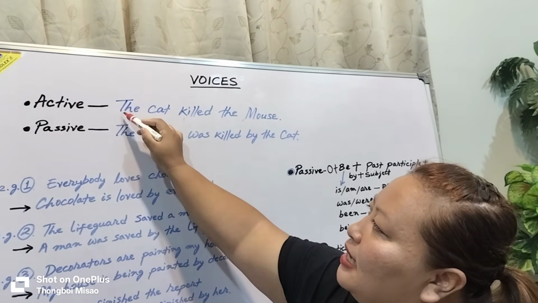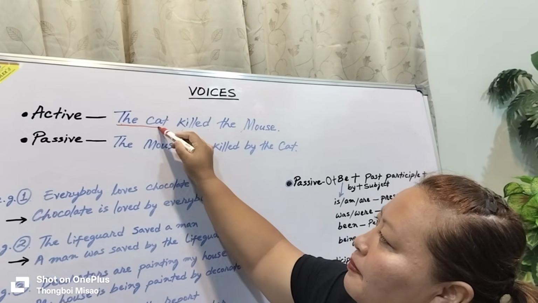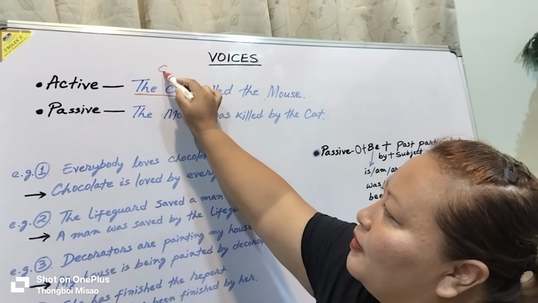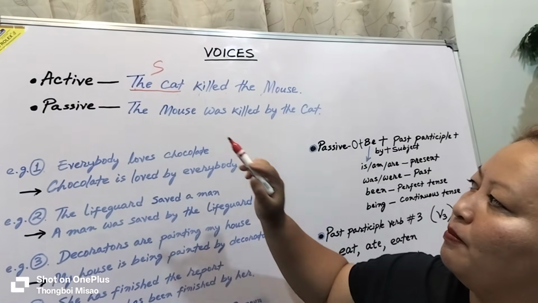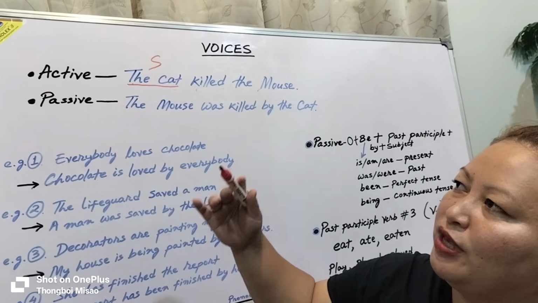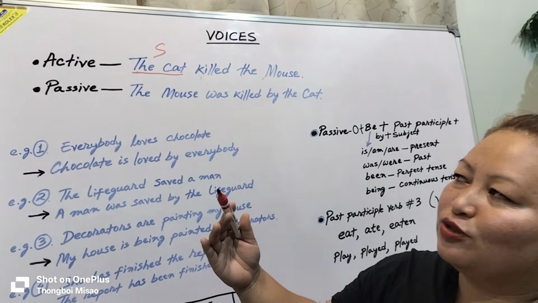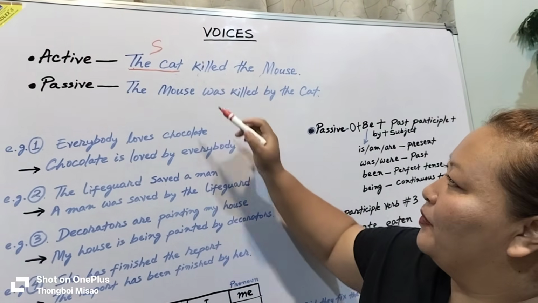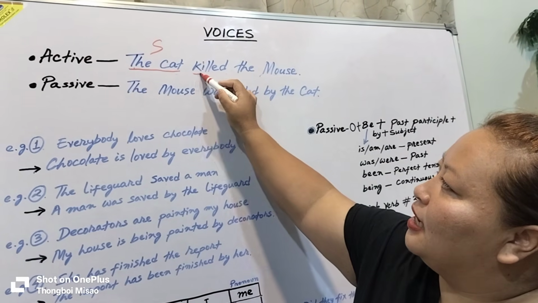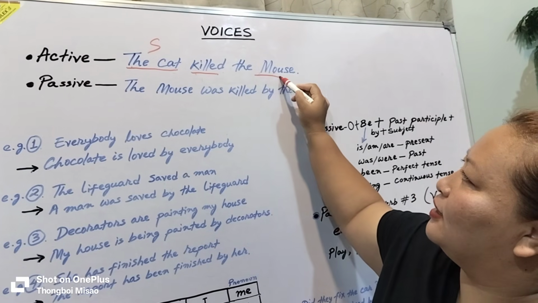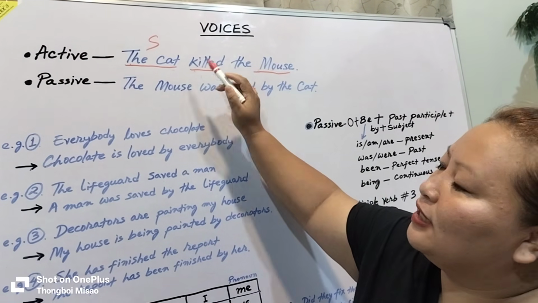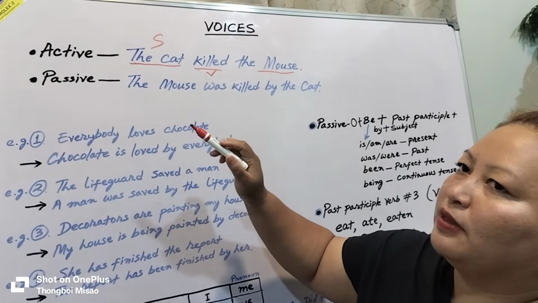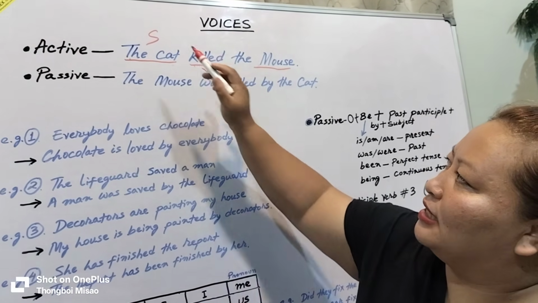The cat is the subject, because he's the one doing the action. The action is killed. Kill is the action, and it's the verb. The verb shows the actions of the subject.